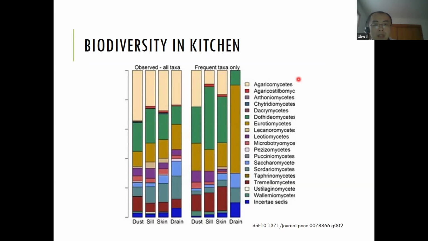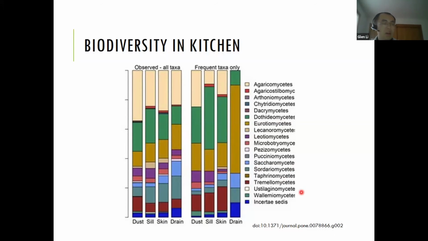You can see that the Agaricomycetes, the one at the very top, is linked to the mushrooms you see in the yard. If you go down a little further, Urocystidiomycetes, that's another yeast. Saccharomycetes, that's the yeast used for bread making and brewing. But basically, the microbiome on kitchen surfaces can be quite complex.